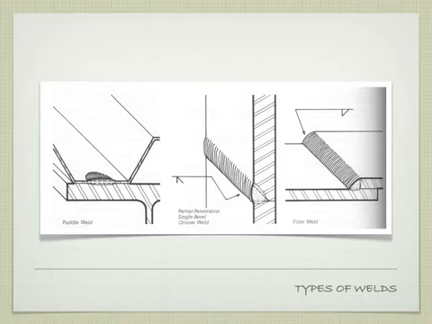Partial penetration weld looks very similar to the V-groove weld that we talked about, but notice it doesn't go all the way through. Therefore, it's only a partial penetration, right? Another example of a fillet weld there.